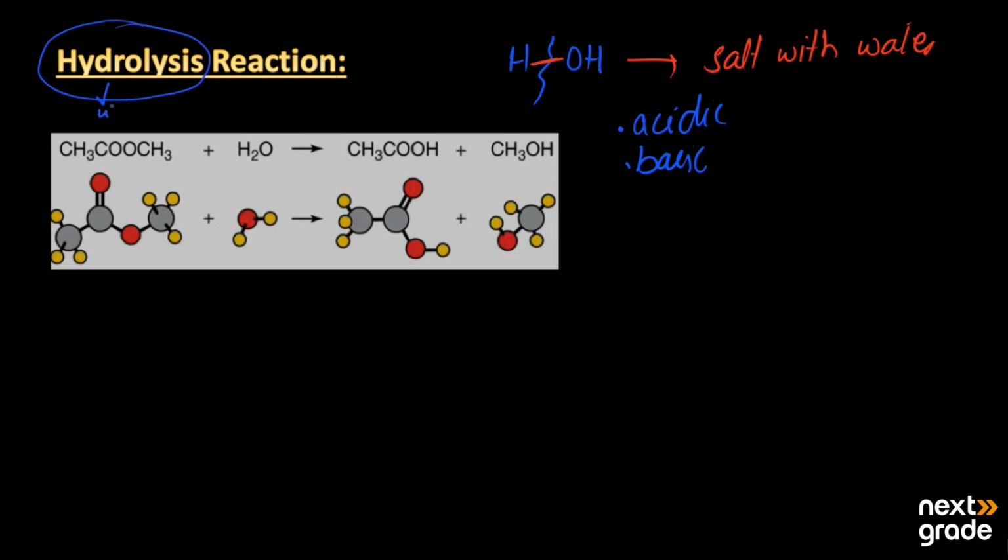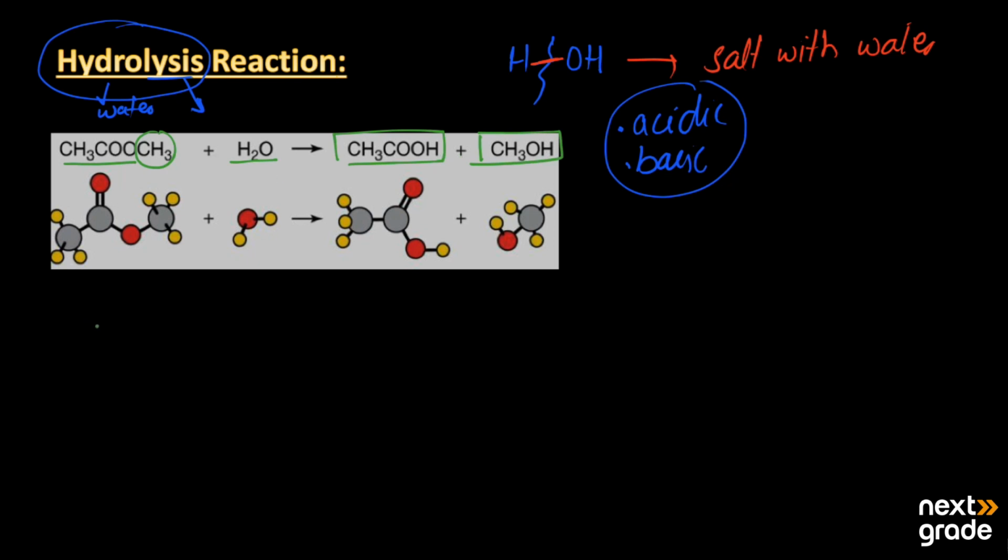Hydro means water and lysis means breakage. So the breaking of the water molecules by surrounding different substances makes the solution acidic or basic. This is known as the hydrolysis reaction. And here you can see that when methyl acetate and water react, we produce acetic acid and methanol.